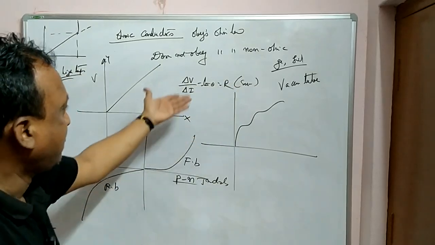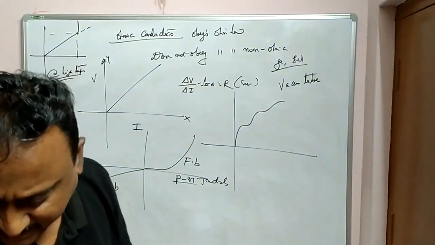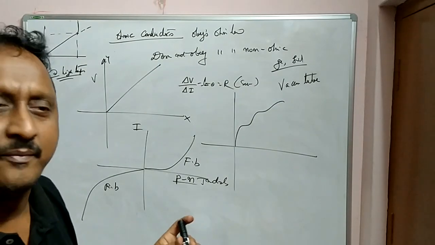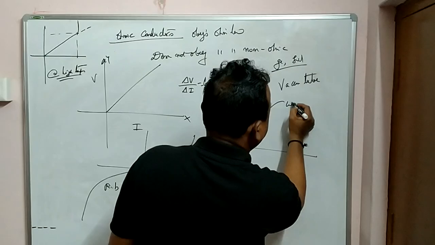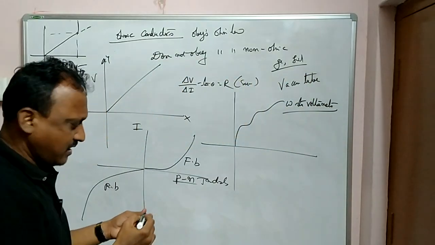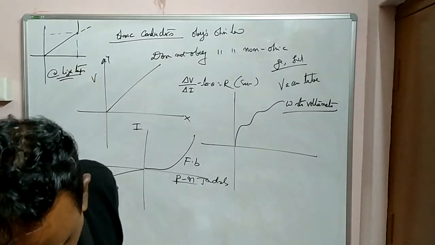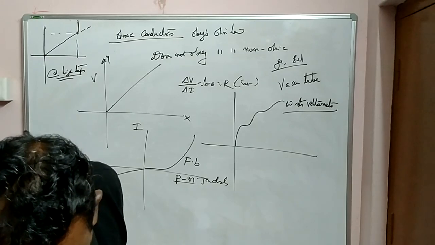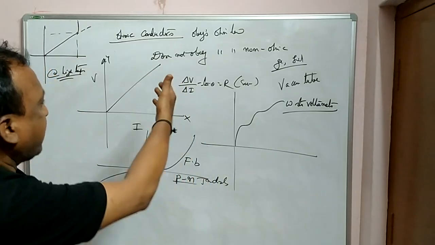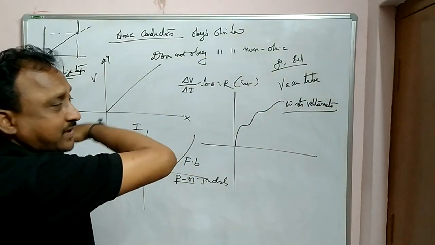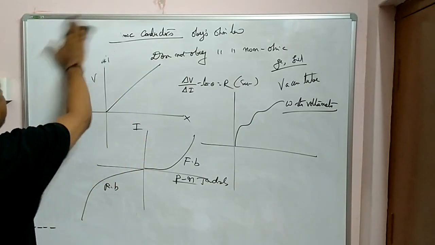Examples: germanium, silicon, vacuum tube, PN junction diode, etc. All these are the best examples. If you want more, you can take another one: water voltameter. Water voltameter is another example. All these are non-ohmic materials. And please make a note: for ohmic conductors, R is constant, because V is directly proportional to I. If it is not constant, it becomes non-ohmic. Clear?